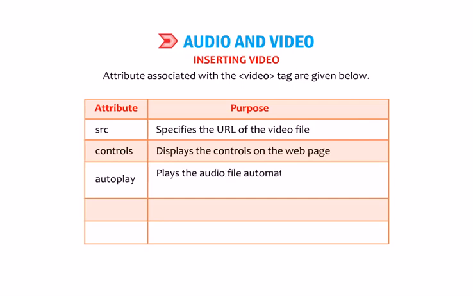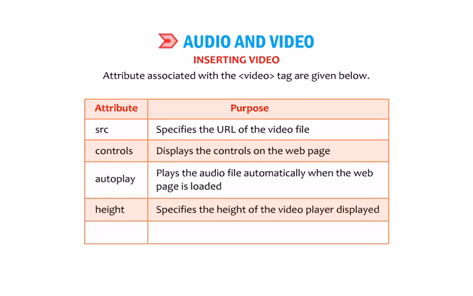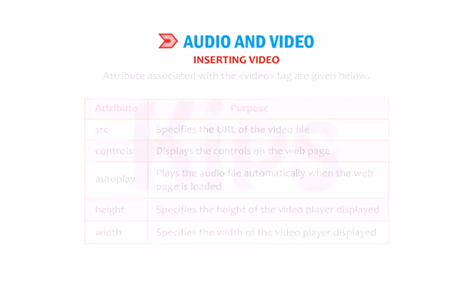Autoplay plays the audio file automatically when the web page is loaded. Height specifies the height of the video player displayed. Width specifies the width of the video player displayed.